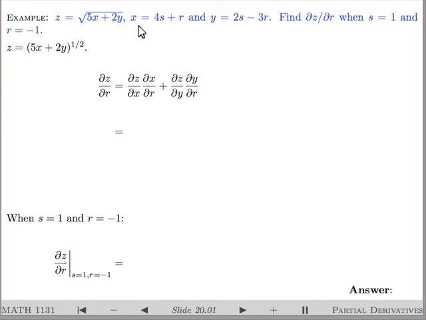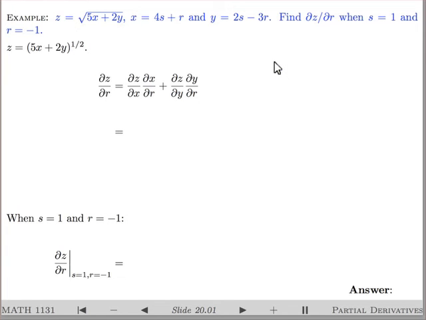Now I have two intermediate variables x and y. So I write down the contribution from x first, which is dz over dx times dx over dr. And then the contribution from y, dz over dy times dy over dr. And that's all that is. So we just add those two. And now we calculate these partial derivatives.